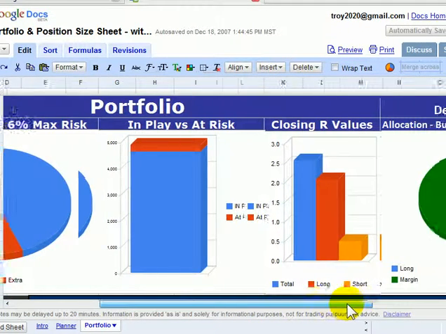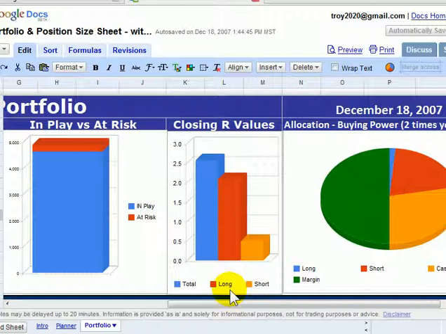As we scroll over, we have two more charts. This shows us the closing R value. So if we were to get out of the trade right at the close, what would we be looking at? The blue bar represents everything. So you can see in this example, we're currently up 2.5 Rs based on the closing values of our positions. It looks like the majority of that is in long positions, with this smaller section being in shorts.